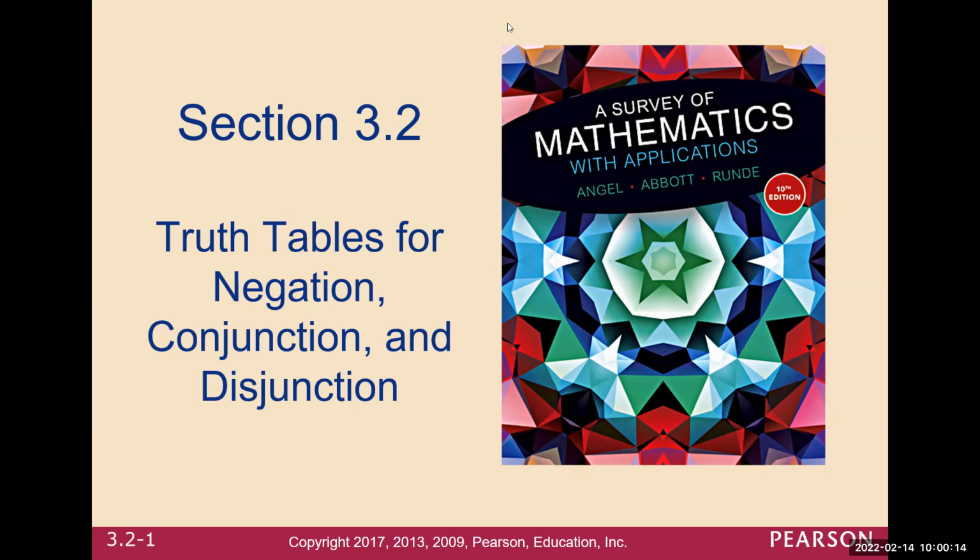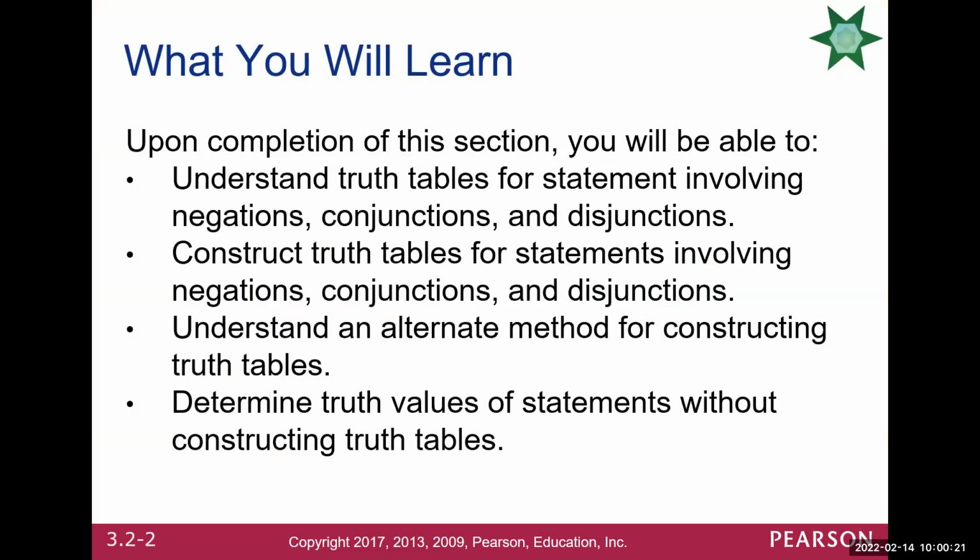Okay, so this is truth tables for negation, conjunction, and disjunction. It's section 3.2. What you will learn upon completion of this section: you should be able to understand the truth tables for all of the different connectives that we learned. You'll be able to construct a truth table using all of the different connectives. You will understand the alternate method for constructing truth tables, which is going to be the easier method. And then you should be able to determine the truth values of statements without actually constructing the truth table.